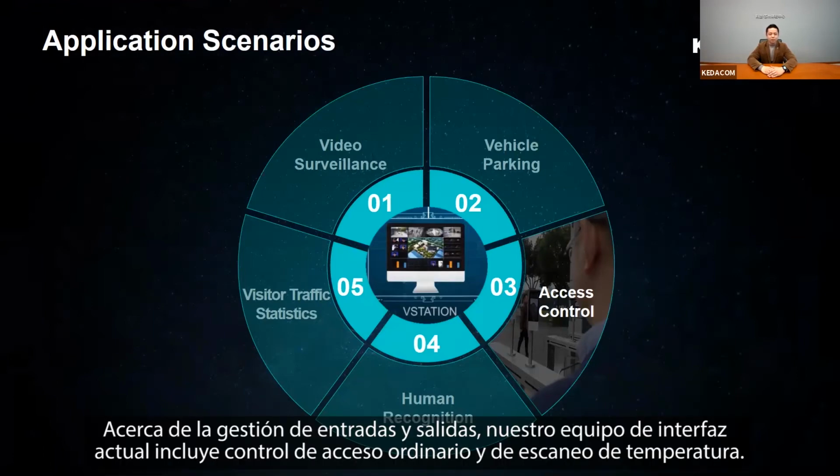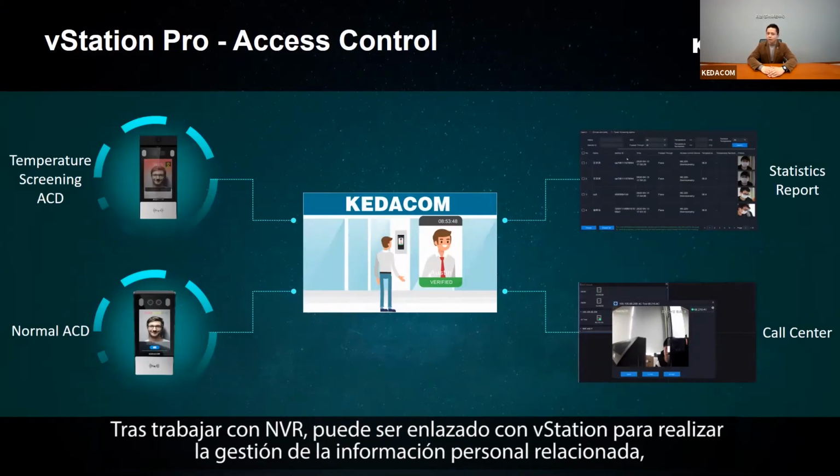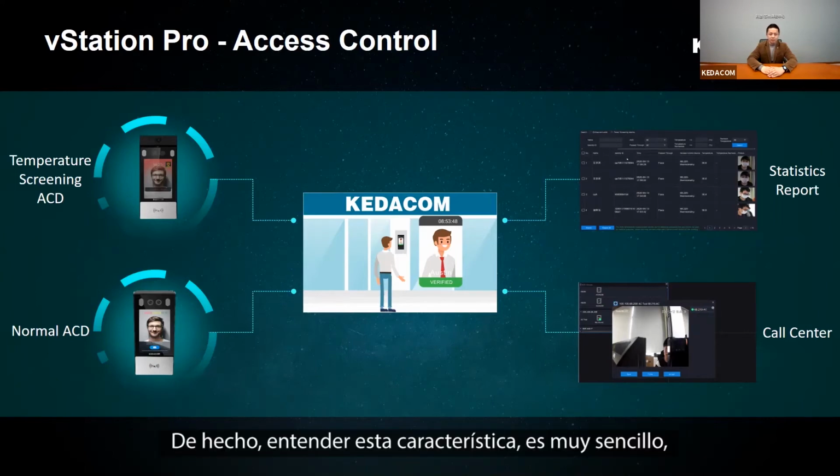Regarding the management of entrances and exits, our current front-end equipment includes ordinary access control and temperature screening access control. After working with NVR, it can be linked to VStation to realize related personal information management, report management, and watchlist alarm management. As a matter of fact, to realize this feature above is very simple. We can understand it by looking at the flow chart.